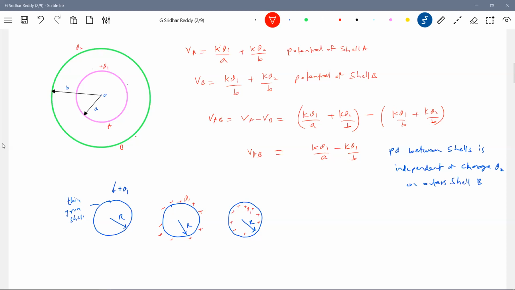Which one is correct? Thin iron shell, charge Q is given. Now, where will the charge reside? Will it reside on inner surface or outer surface? It should reside on outer surface, not on inner surface. This is a wrong thing.